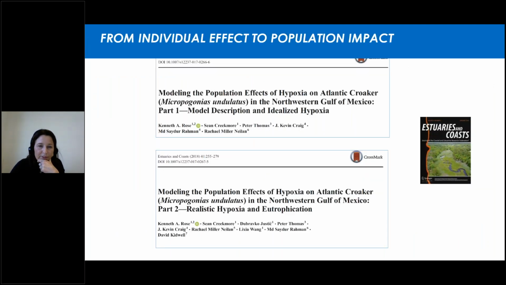And the last example that I will take is an example that also relates individual effects to population impact.